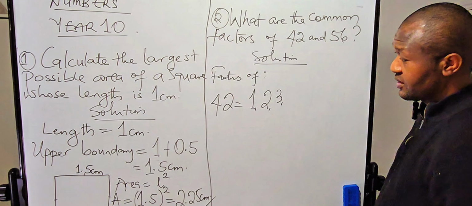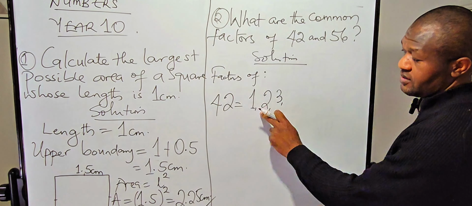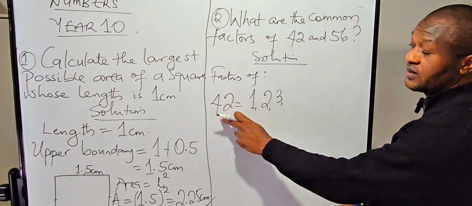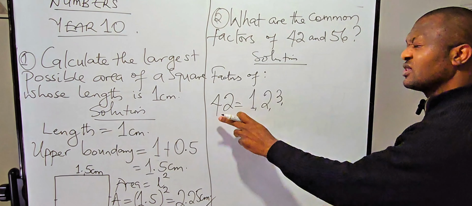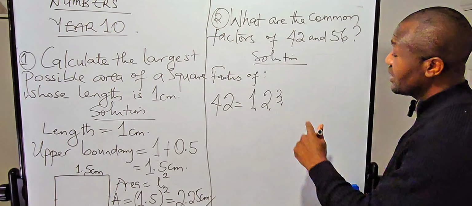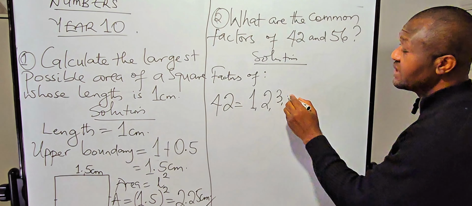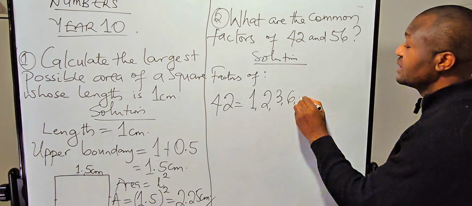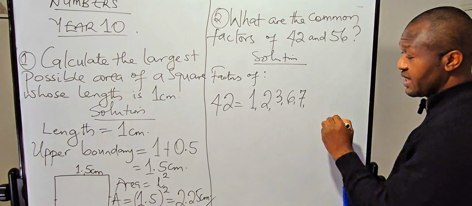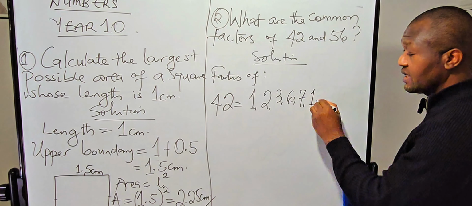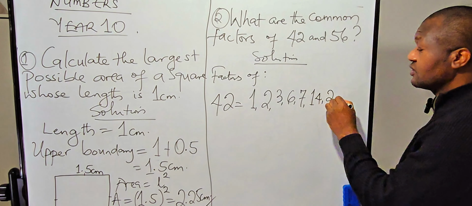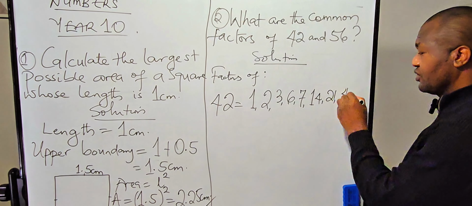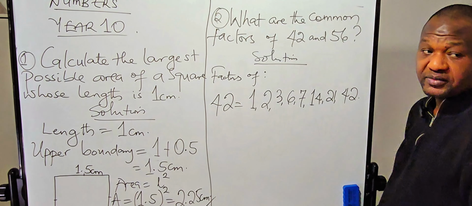I doubt if 4 can go, because if 2 goes into it, it is 21. If 4 is going into it, it's going to give you 10.5. So 4 cannot go into it. 5 cannot go. 6 can go, because 6 times 7 is 42. 7 as well can go into that. I think 14 can go. 21 can go. And then 42 is the final factor.